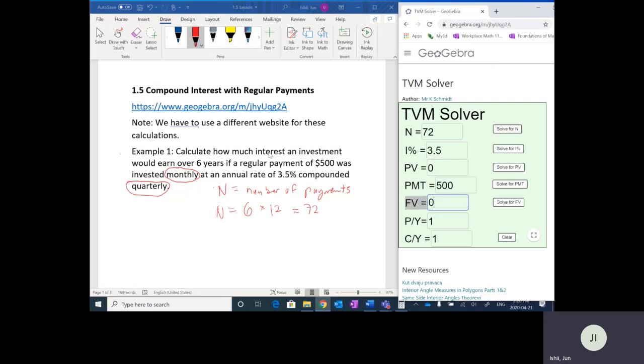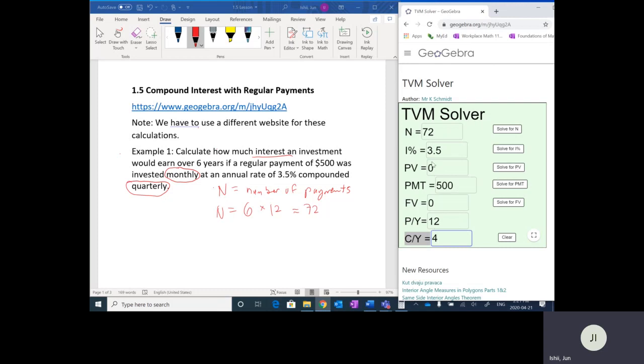Future value. To calculate the interest, it's a two-step process: we get the final value, and then subtract how much we put in to get the interest. So we are actually going to find the future value here. P/Y stands for payments per year. Again, we're doing $500 each month, so there are 12 payments a year. C/Y is the compounding periods per year. This is compounded quarterly, so this would be 4. These are the values we plug into this TVM solver.